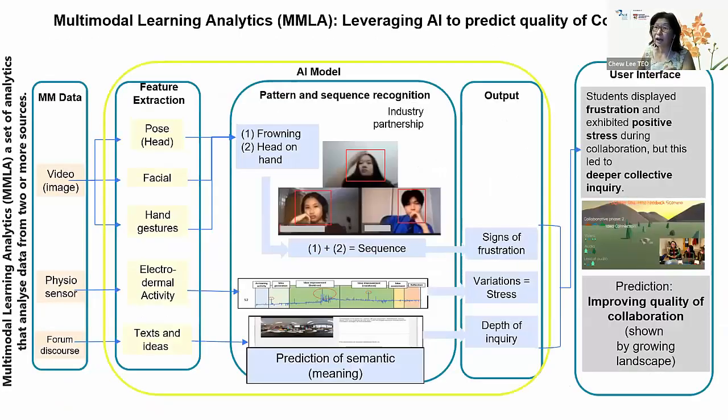this is how we actually build our multimodal learning analytics. We have three sets of data: the video data, the data from the physio sensor, and our Knowledge Forum discourse. And what we do is we extract different sets of features from the data. The video data, of course, is the richest, where we have pose, facial, and hand gesture features. From the physiological sensor, we have the EDA, and from Knowledge Forum, we have text and ideas.